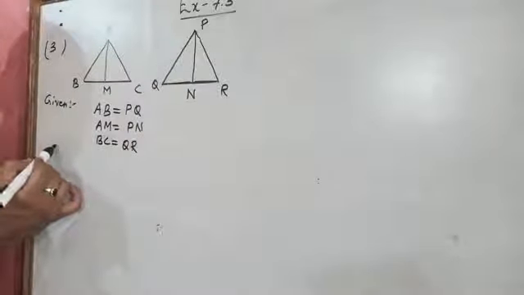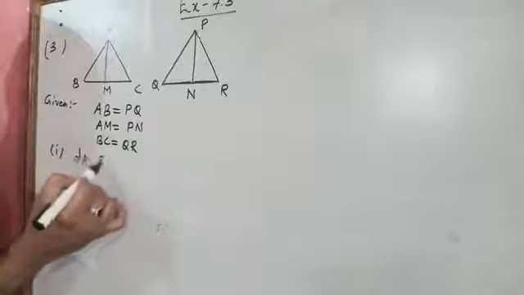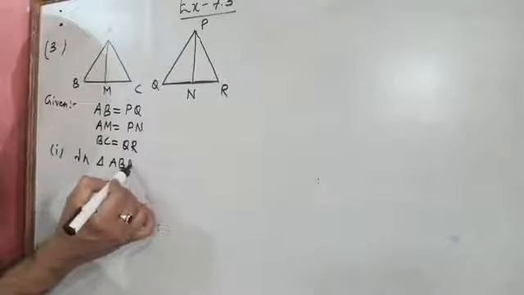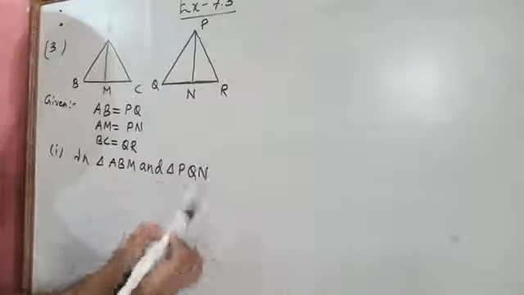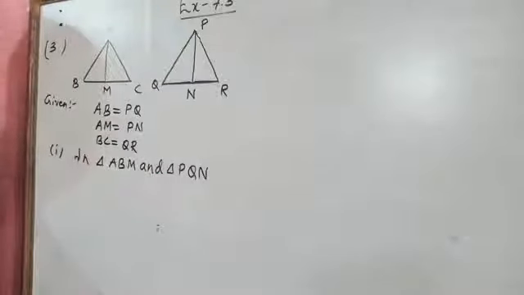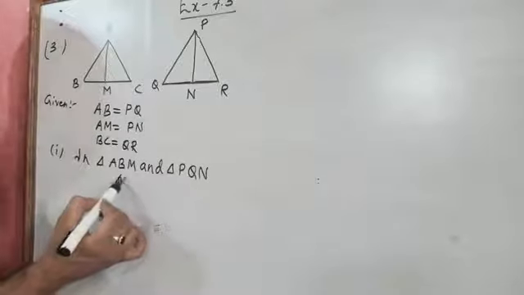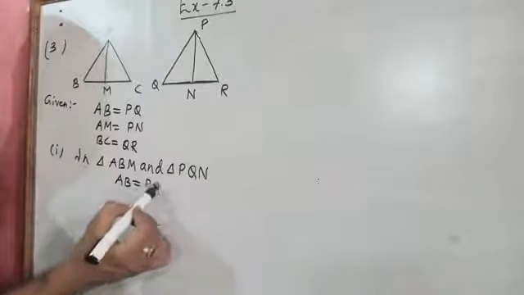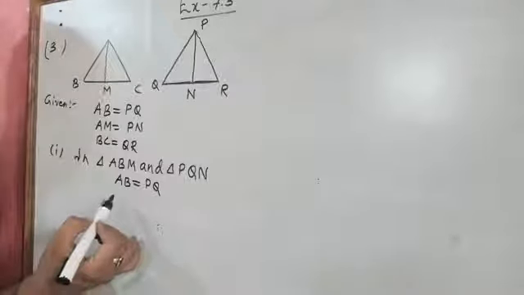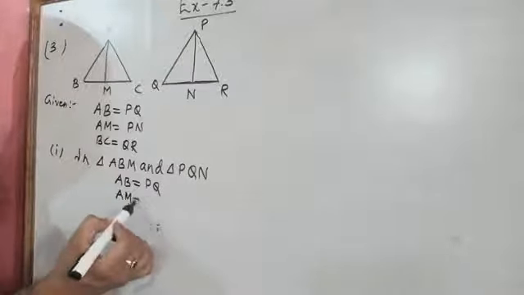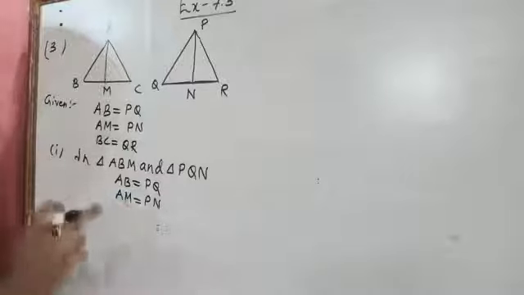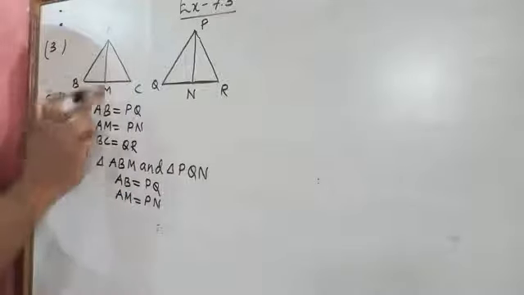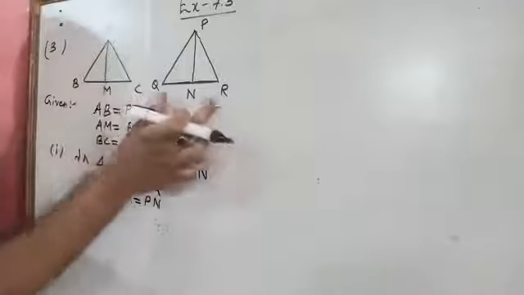So first, prove triangle ABM and triangle PQN. In these two triangles we have AB equal to PQ, AM equal to PN, but we got only two sides equal. We need one more side, so we will write BC equal to QR is given.